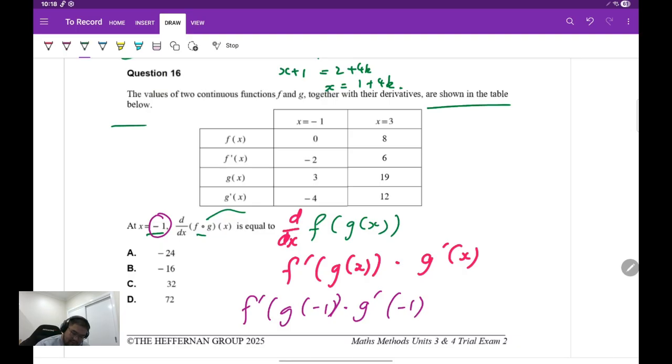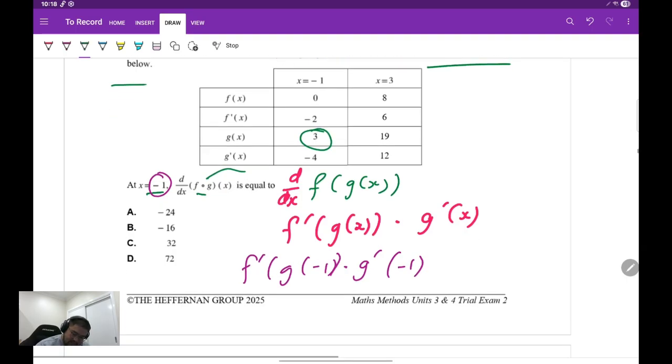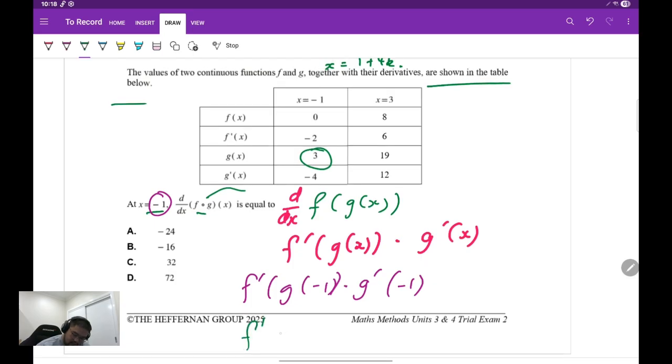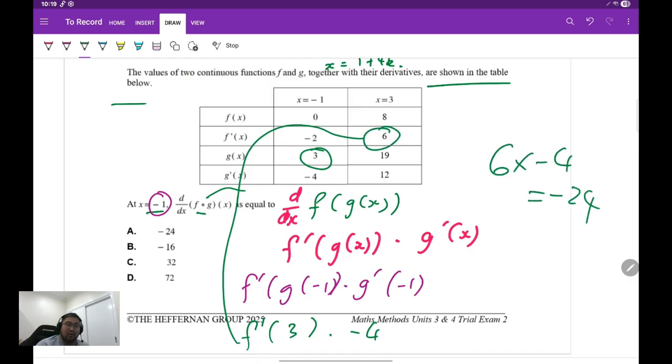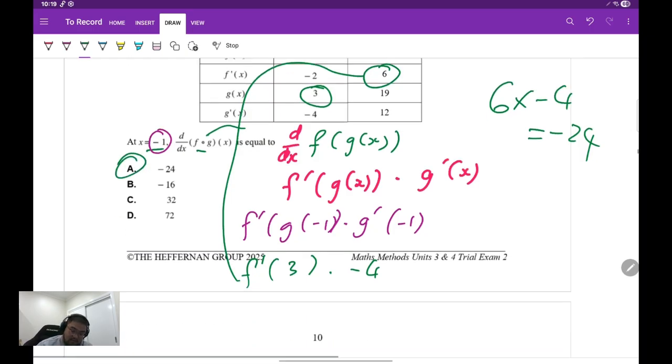G of -1 is 3, so we can then say f dash of 3 multiplied with g dash of -1, which is -4. What's f dash of 3? F dash of 3 is 6, so 6 times -4 is equal to -24. And we get A as our answer. Lovely question.